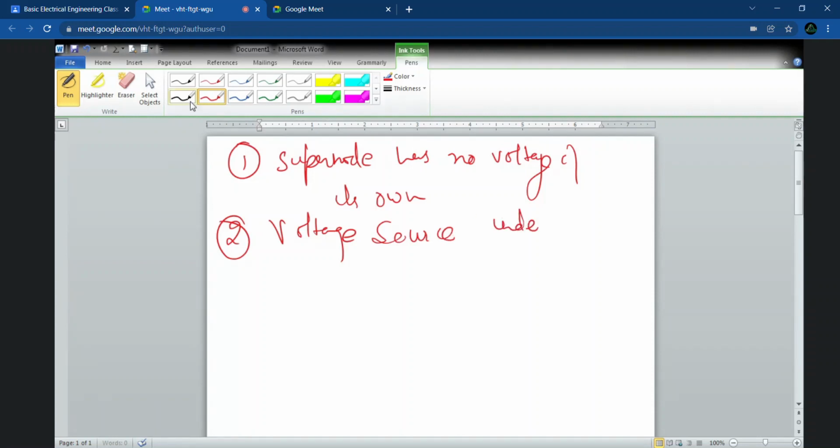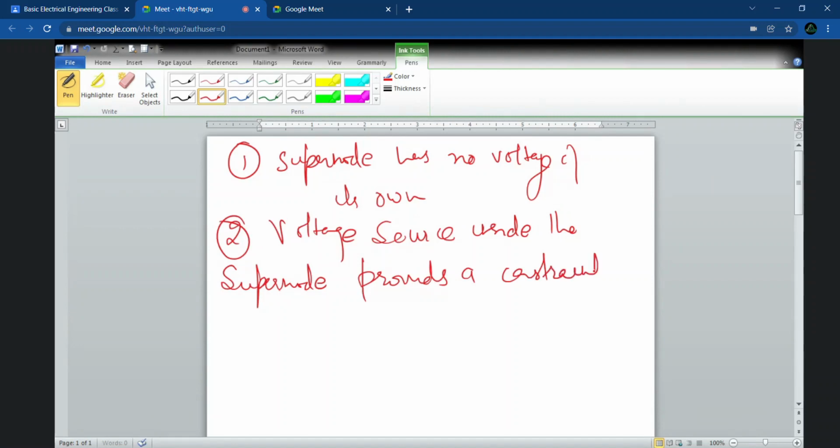Voltage source inside the supernode provides a constraint equation. In case of supermesh also, we said that there will be one constraint equation comprising of the current, say I1, I2, summation of current I1 plus I2 plus I3 is equal to 0.